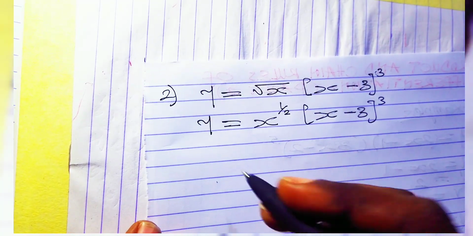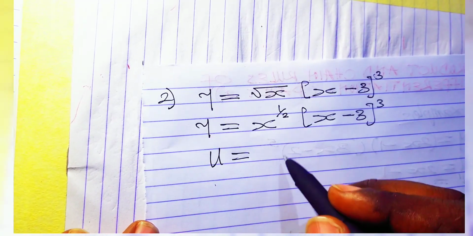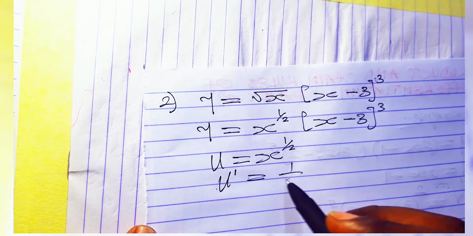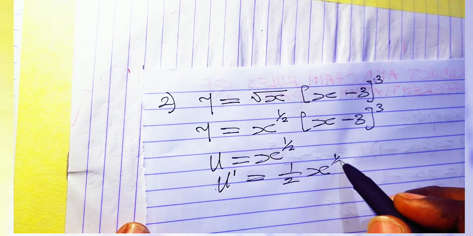Then we can go ahead and apply the product rule, in which our u equals x raised to the power of 1 over 2, and then u prime is going to be 1 over 2 x raised to the power of 1 over 2 minus 1.